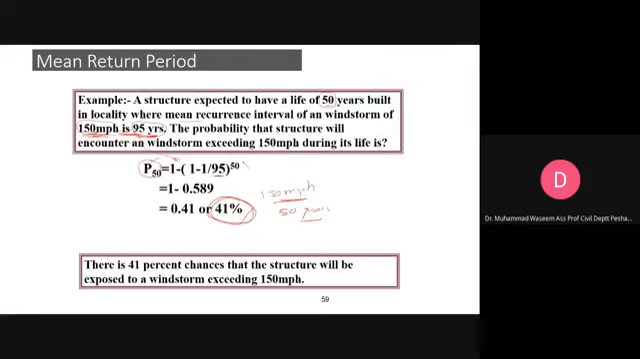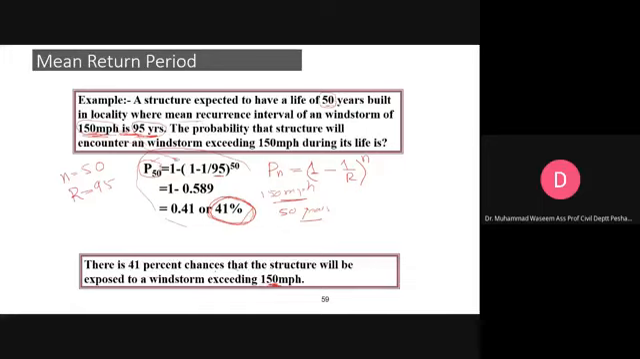So we will use simply this formulation. You plug in the N value, which is 50, and the R value, which is 95 years. So basically this is the formulation: 1 minus (1 minus 1 by R) to the power N, okay? So a 95-year return period means in 50 years, there is a 41% chance of accidents of this much storm, like this velocity.